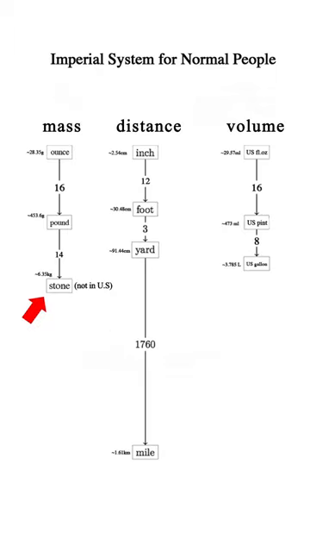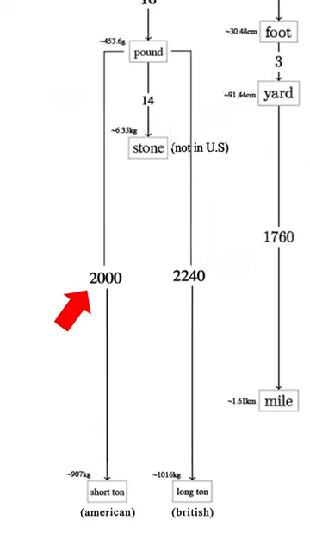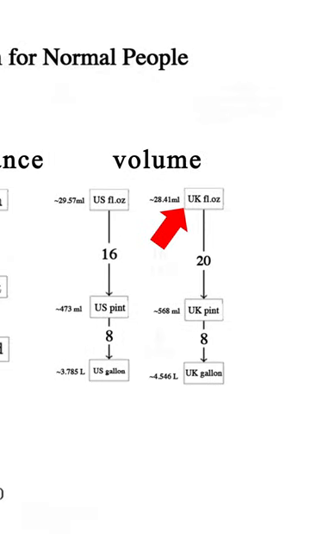Then there's a matter of the units that Americans and Brits can't agree on. They have a different definition of a ton and a very slightly different fluid ounce. Most importantly, though, a British pint is 20, not 16 ounces, making it and the British gallon a lot bigger than their American counterparts.